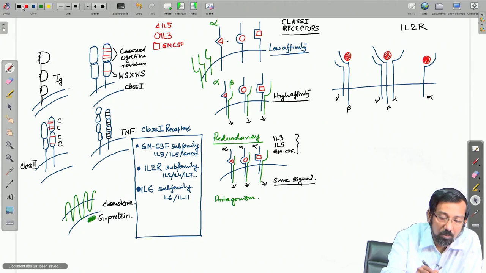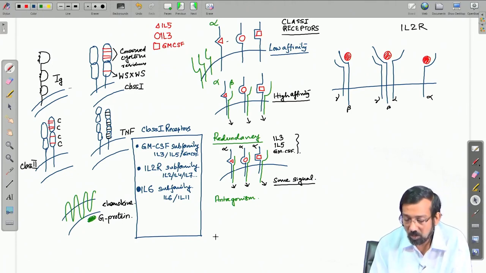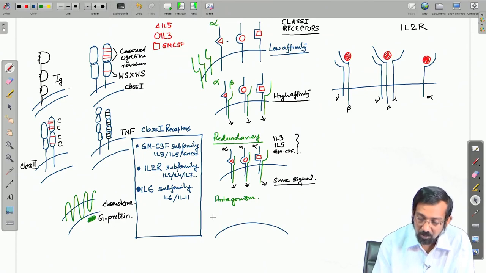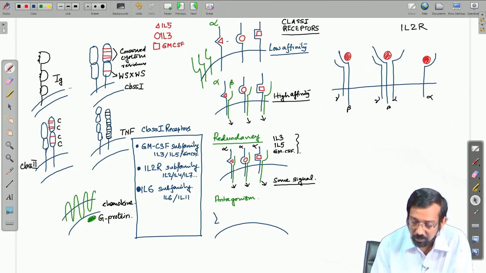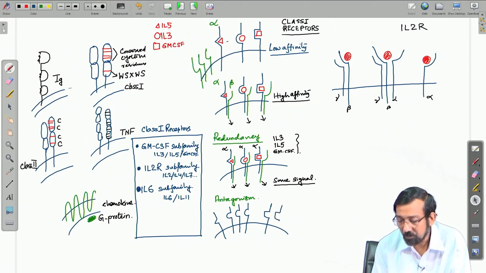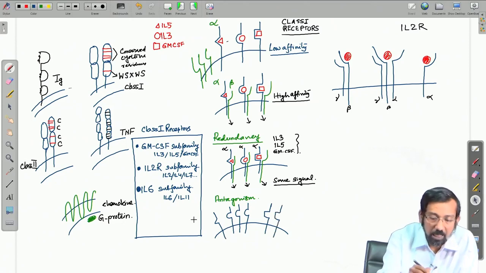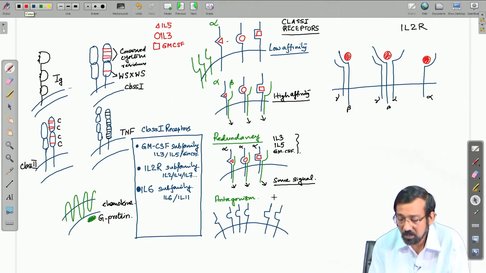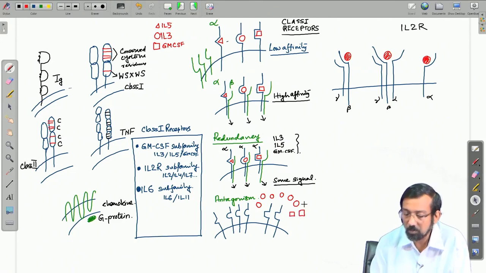As I told, normally on the surface of the cell we have these alpha subunits. Let us say these are the alpha subunits that are present for IL-3, and you also have the alpha subunits present for the GM-CSF and the IL-5. Now, in the vicinity, there are a lot of IL-3 molecules and also a little bit of the GM-CSF molecules.